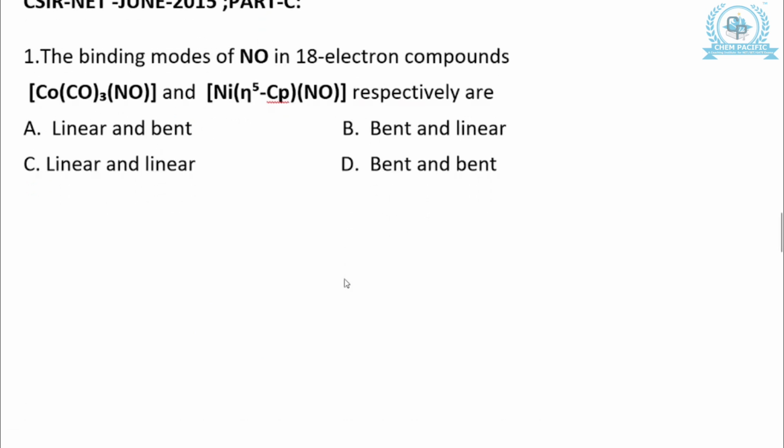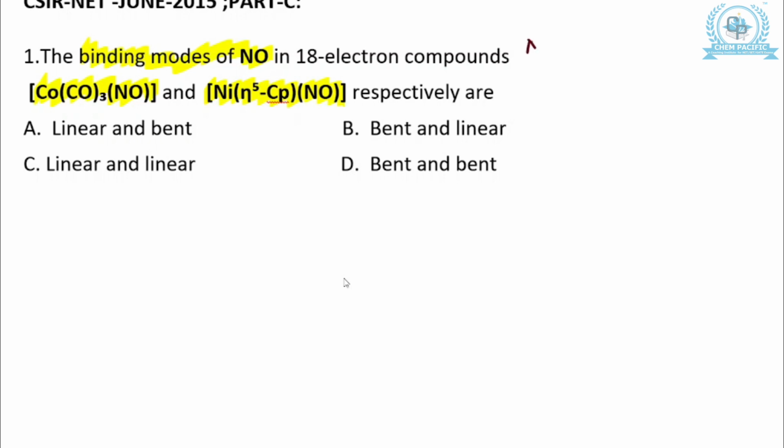Now this is the CSIR-NET June 2015 Part C question, and they are asking for the binding modes of nitrosyl in these two complexes. Before I solve this question, I would like to discuss in detail about nitrosyl. There are two types of nitrosyl, linear and bent, and how they are formed and how many electrons they donate is what I'm going to discuss now.